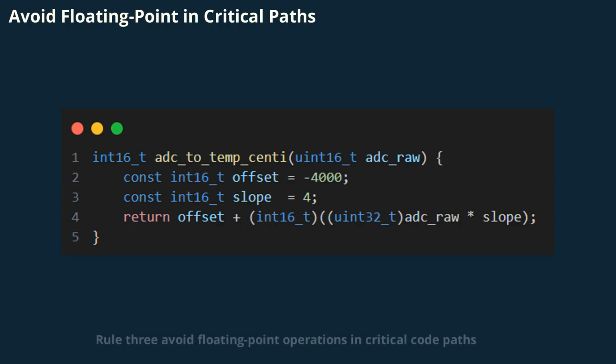Rule 3, avoid floating-point operations in critical code paths. Most microcontrollers lack dedicated floating-point units, making floating-point math slow and code-heavy. Instead, use fixed-point arithmetic whenever possible. Fixed-point math is not only faster and smaller, but it also ensures deterministic execution, crucial for real-time embedded systems.